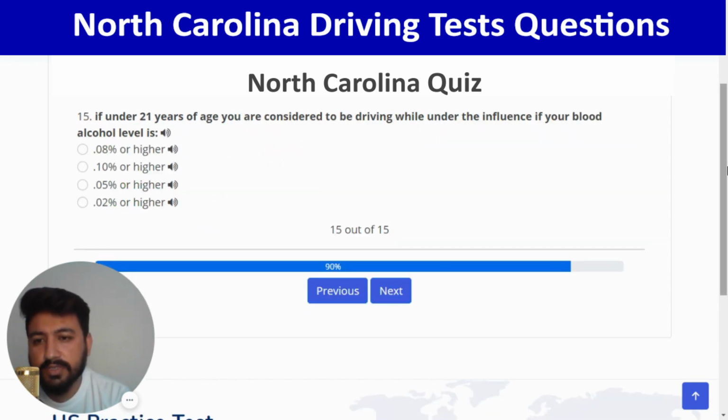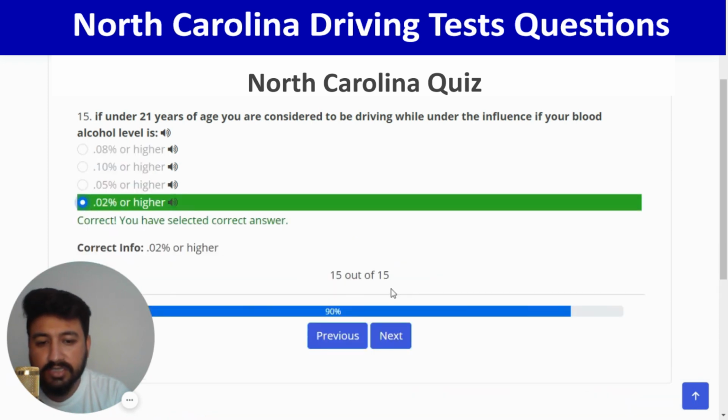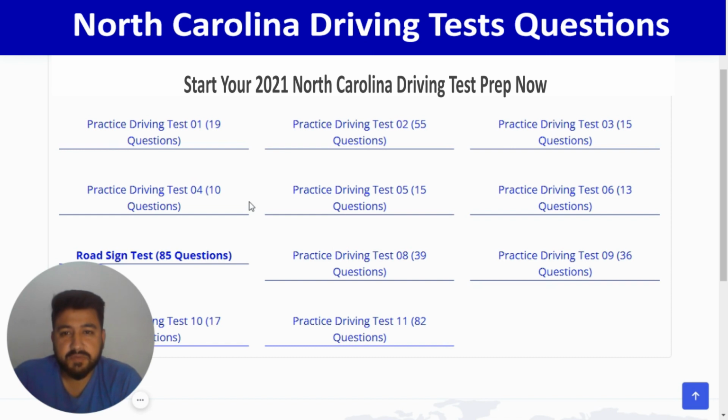The last question of quiz number 3 is if under 21 years of age you are considered to be driving while under the influence if your blood alcohol level is... The right answer of this question is 0.02% or higher. So let's click on the last option. Yeah, this is the correct one, and this is the end of quiz number 3. Excellent job of completing the first 3 quizzes.